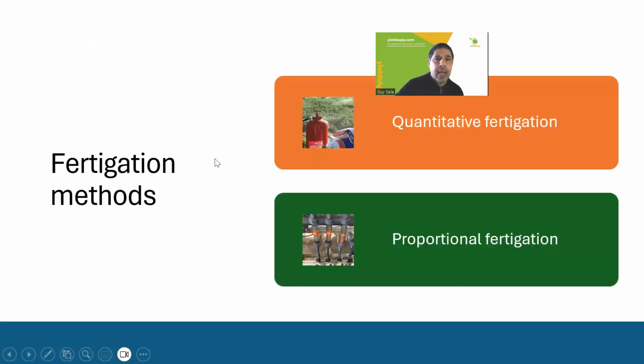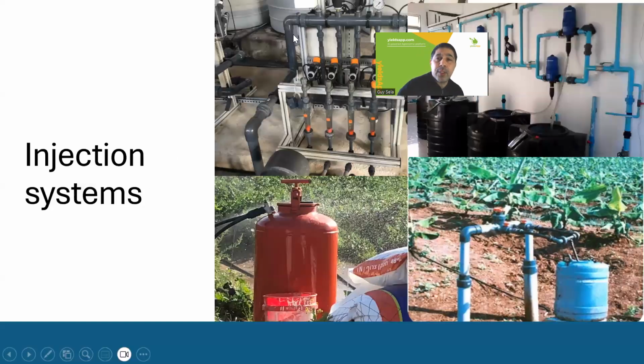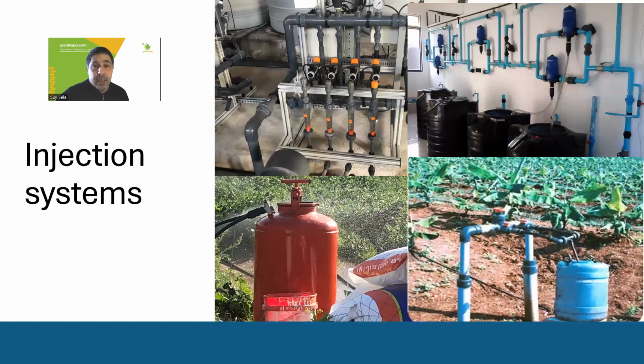about these questions. Now, there are basically two fertigation approaches or methods, we can call them. One is quantitative fertigation, and the other is proportional. And what's the difference? They are both fertigation, right? So here we see some examples of fertigation systems. Right, so some of you at least think about it, which one is proportional, which one is quantitative.